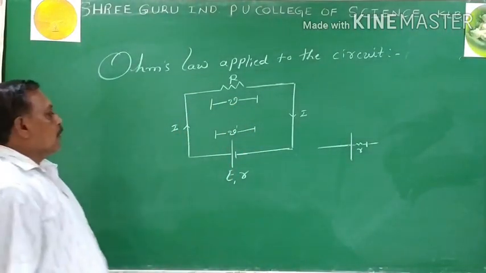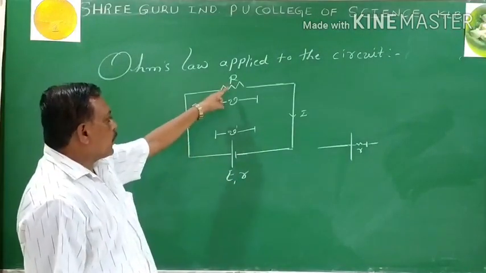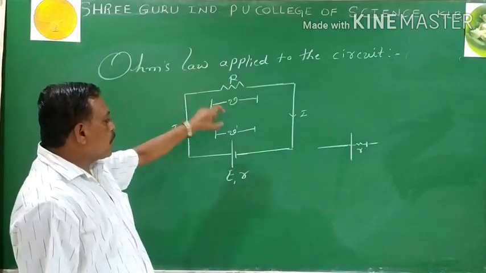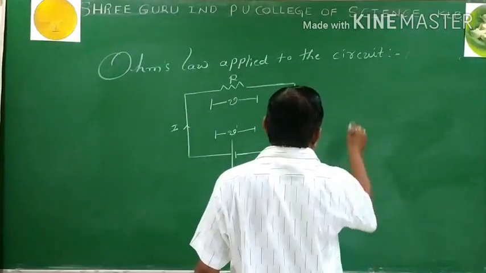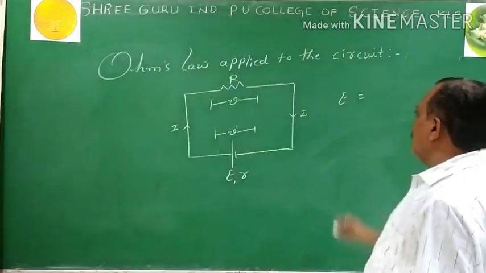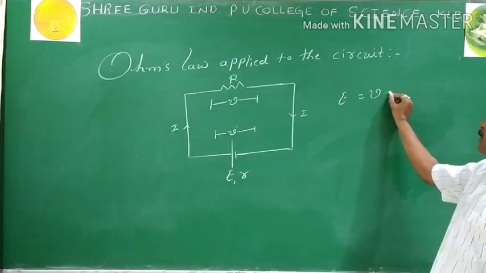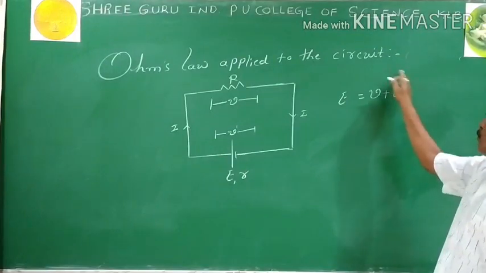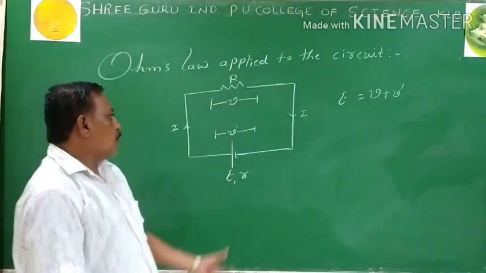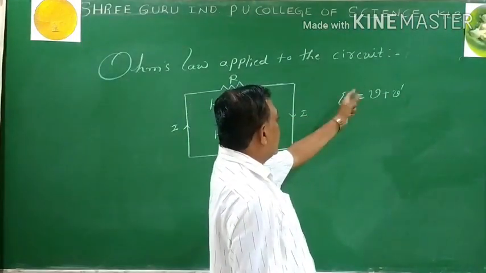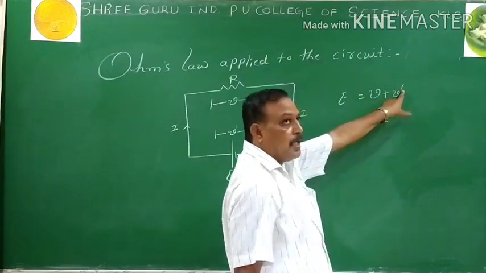Hence, when you apply the EMF, there is a potential difference across the external resistance of the cell and a potential difference across the internal resistance of the cell. Hence, the total EMF E is given by the sum of the potential difference across the external resistance and the potential difference across the internal resistance, and this is known as Ohm's law applied to the circuit. That is, the total EMF E equals the sum of the potential difference across the external resistance and the potential difference across the internal resistance.